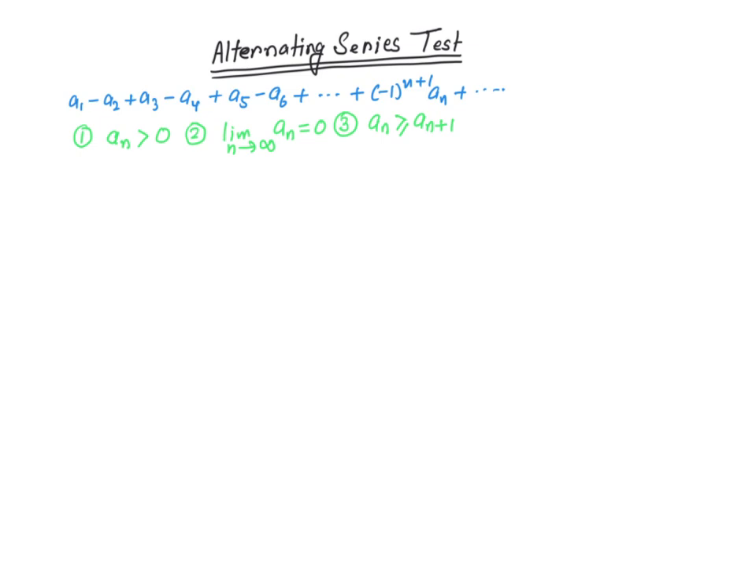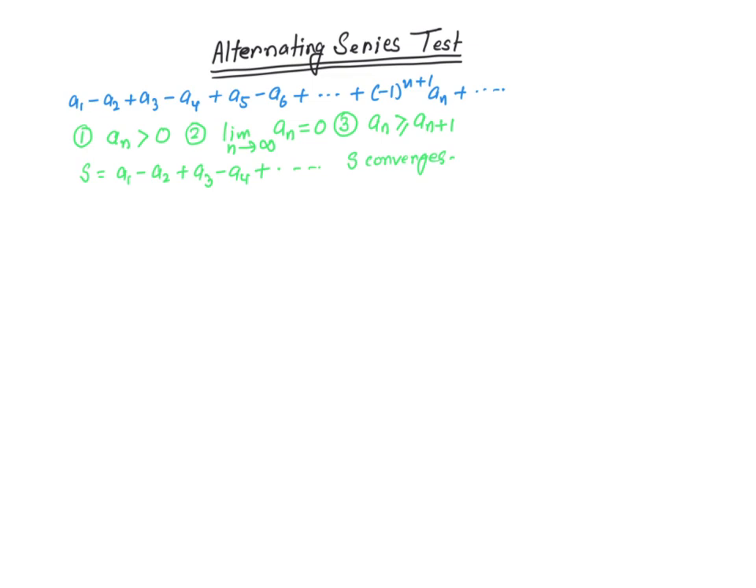So that means if your alternating series is S equal to a1 minus a2 plus a3 minus a4 plus keeps going, then S converges. If these three conditions are given, then the alternating series converges. Now let me formally show it to you. It's not too hard. So let's find the partial sum.